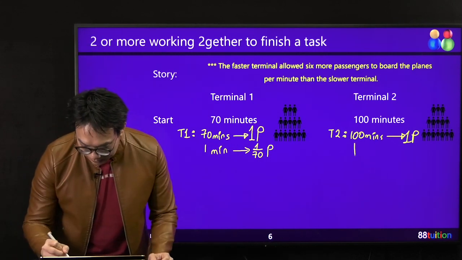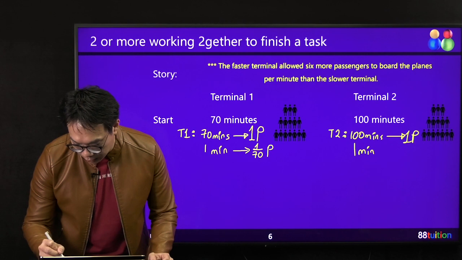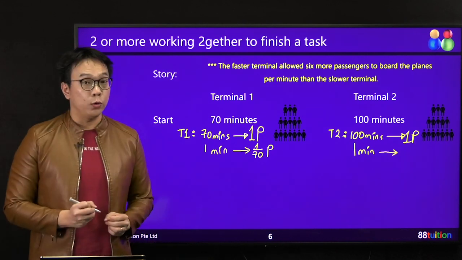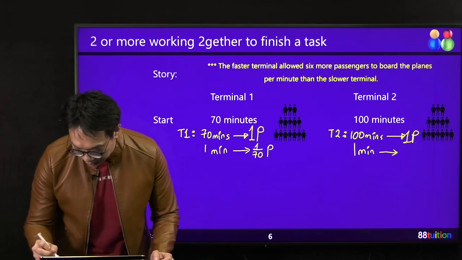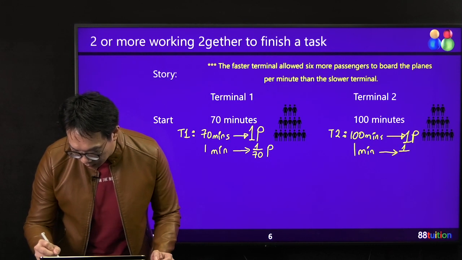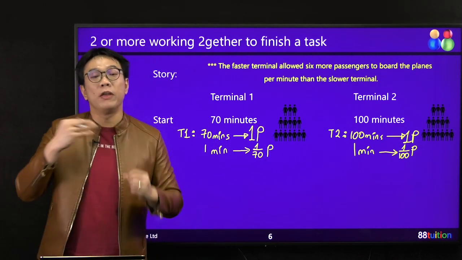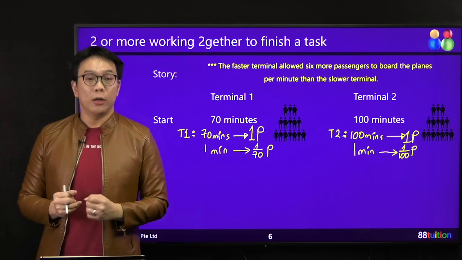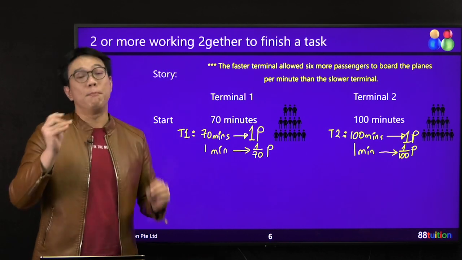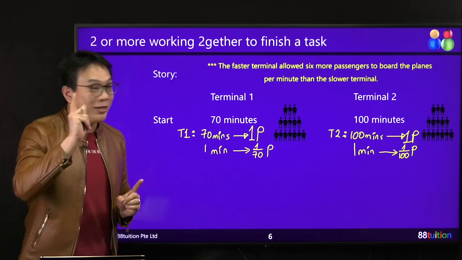In 1 minute, same thing, we're talking about rate here, so we use something called an arrow. 100, how to get to 1? Divide by 100. So down here, you must take 1 over 100 P. Is that okay? So in 1 minute, 1 out of 100 of the passengers managed to clear customs and board the plane already. So here comes the linkage.